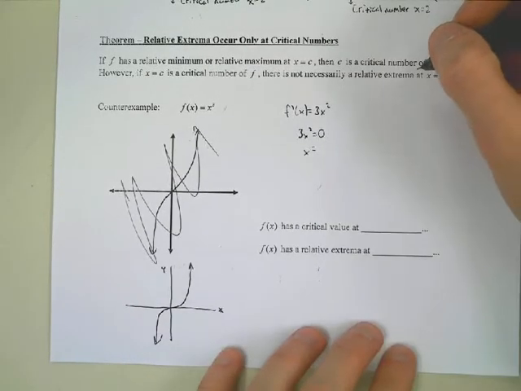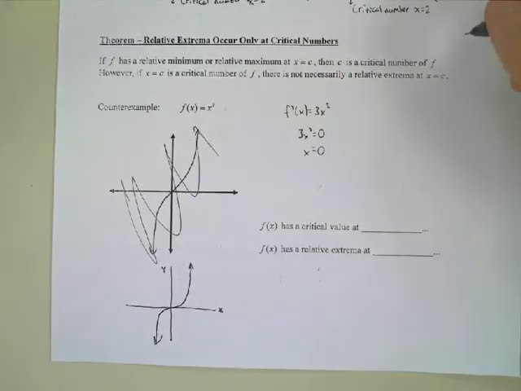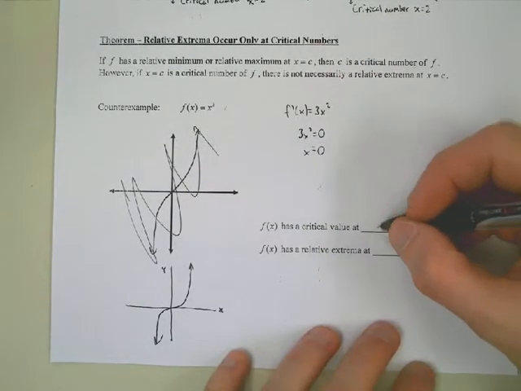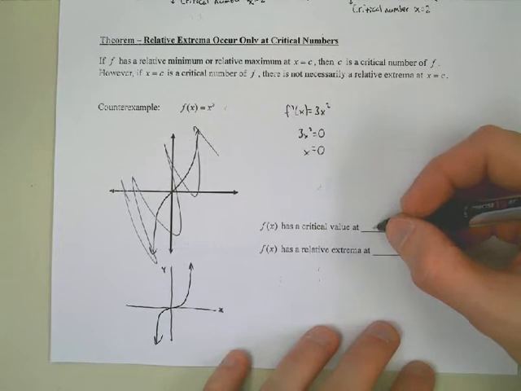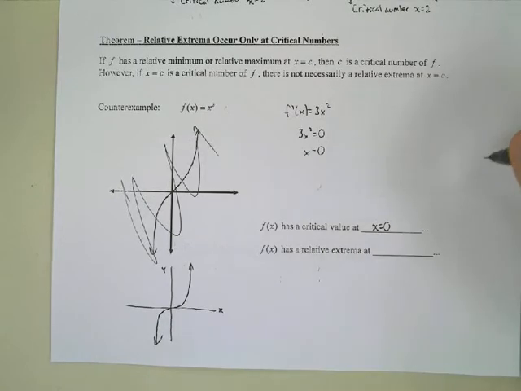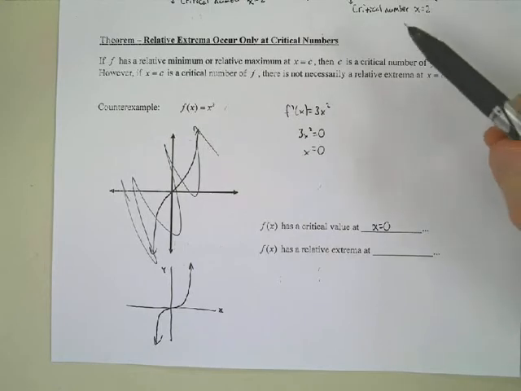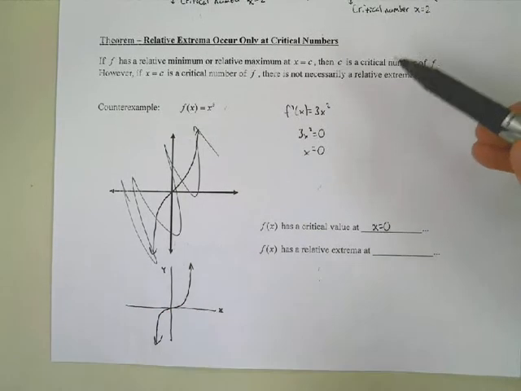Yeah, 0. Exactly. So f of x has a critical value at what? X equals 0. Beautiful, that's it. Brandon, will 3x squared ever be undefined? No. So we don't have to worry about critical points from that. Okay, so we'll skip that piece of it.